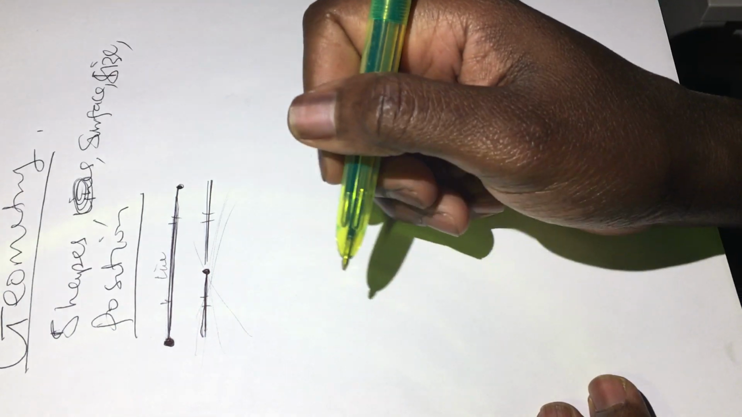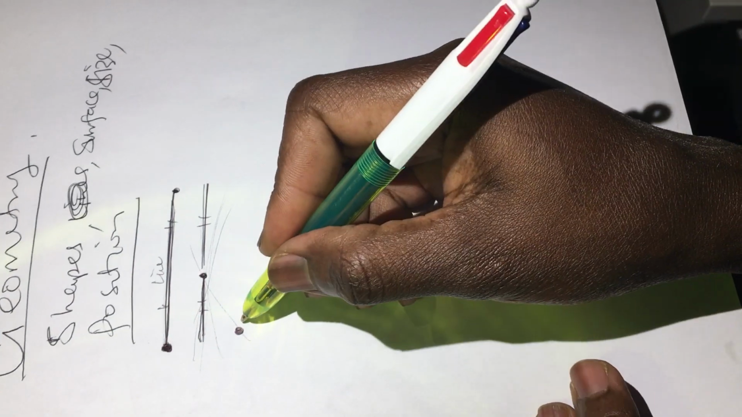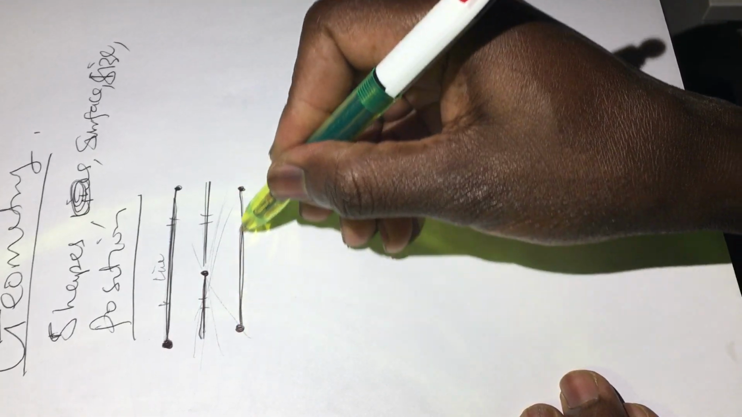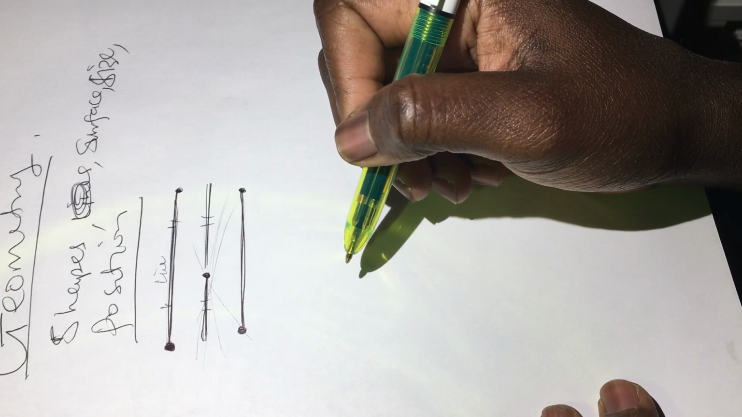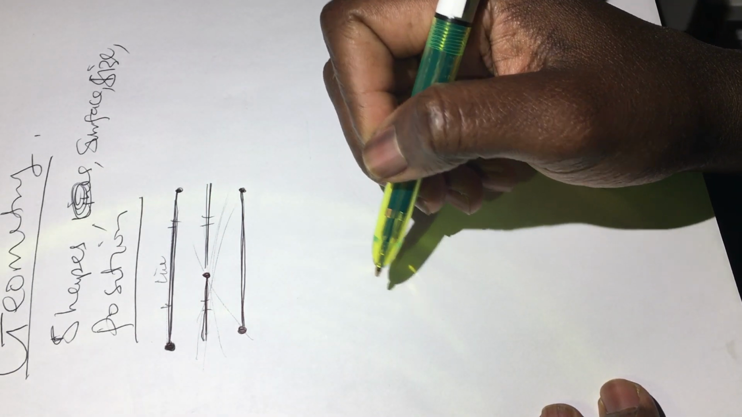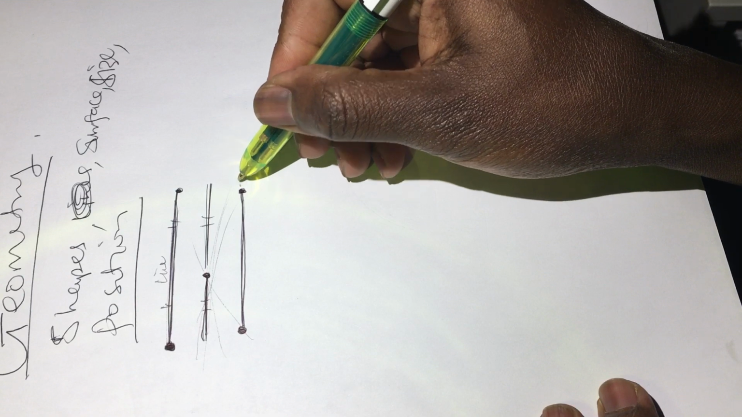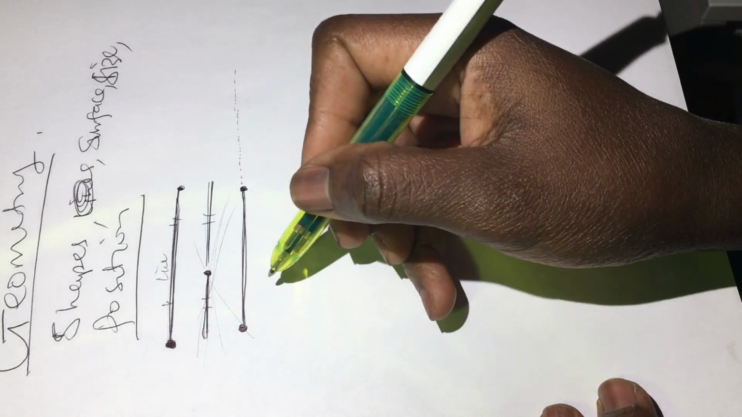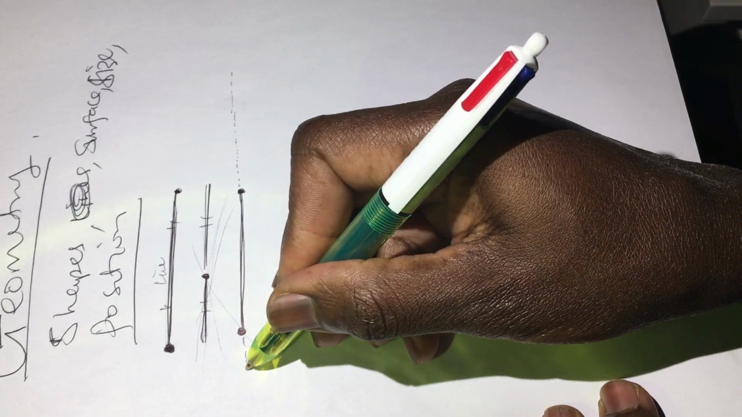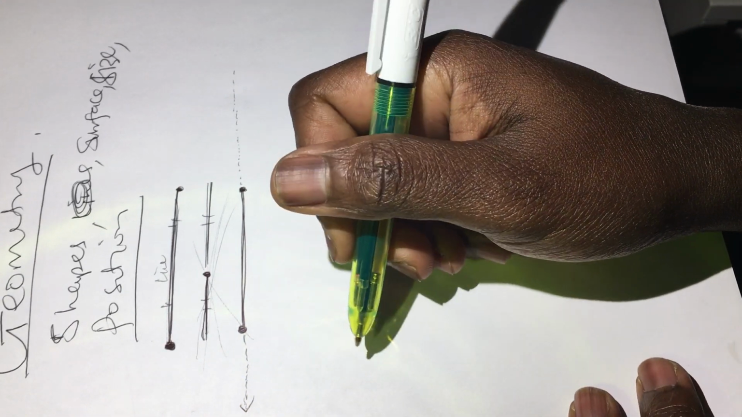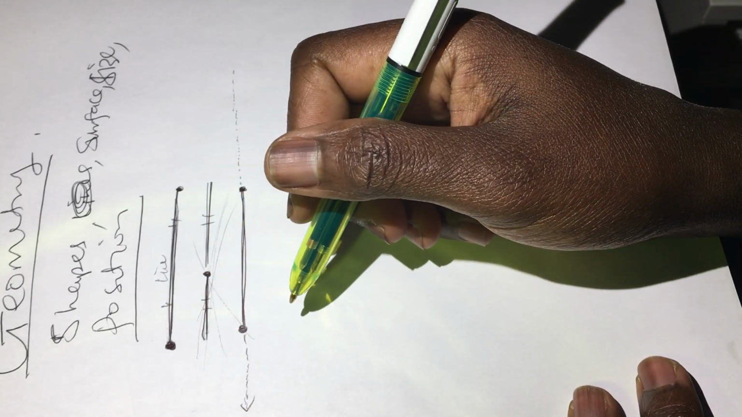According to geometry also, any line segment between two points can be extended without end, or infinitely. That means that you can start from this point and keep on drawing this line until the kingdom come, or you can start from this side and keep on drawing it that way until the end of the universe, if there's any. So that's what geometry tells us about line.